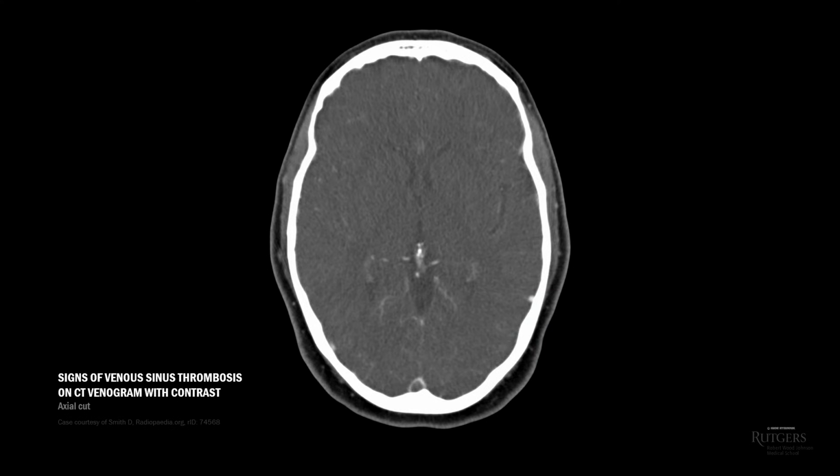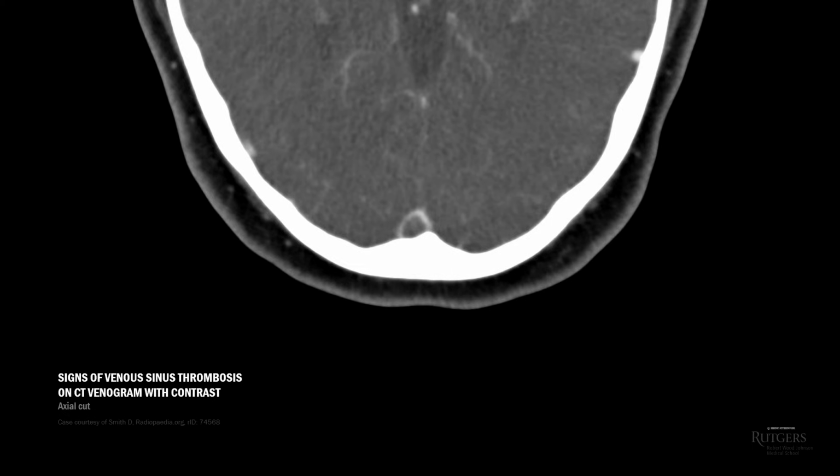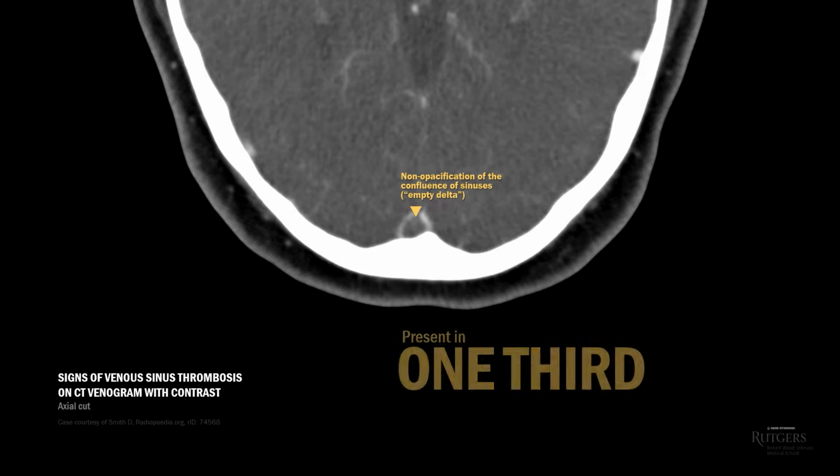Okay, one more example. Identify the abnormality. How about now? Is that better? There is a non-opacification of the confluence of sinuses. This is so-called empty delta sign. Thrombosis of the confluence of sinuses is relatively rare and present in up to 1/3.